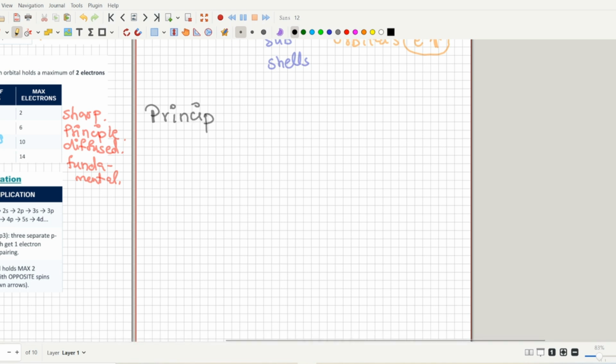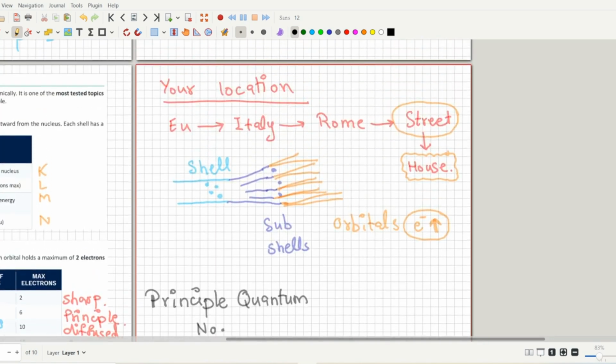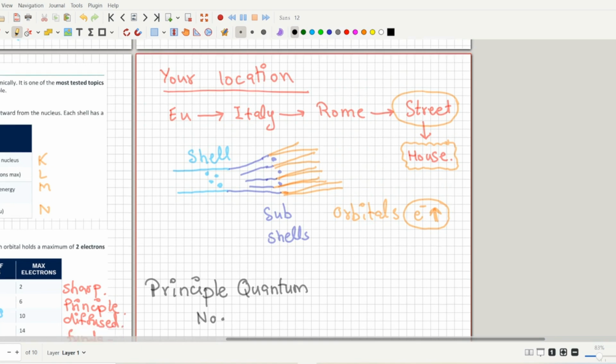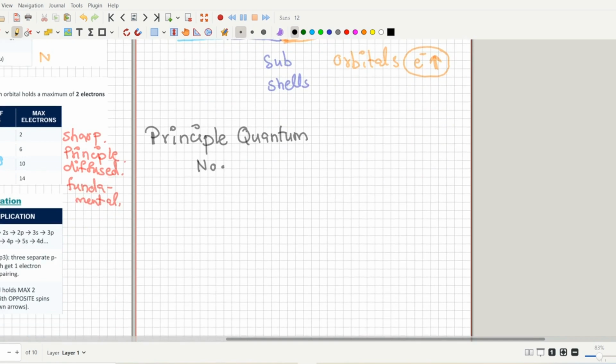Principal quantum number. So what are quantum numbers actually used for? Just like we used locations to find the location of electrons, quantum numbers are used to explain the behavior of electrons. And to understand the behavior of electrons, there are 4 quantum numbers. The first quantum number is the principal quantum number.